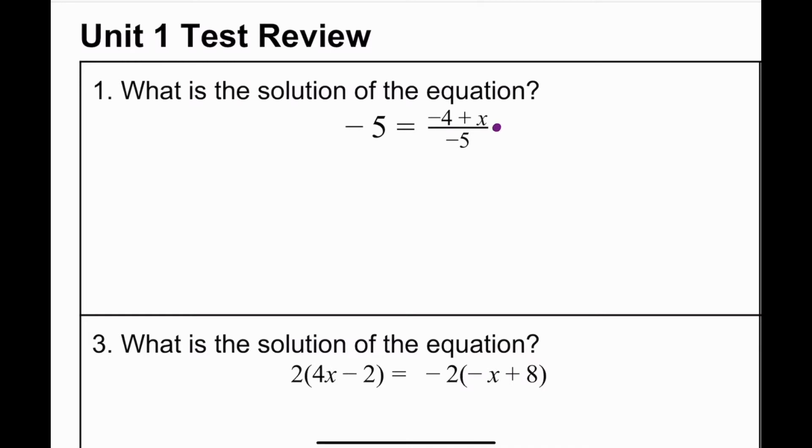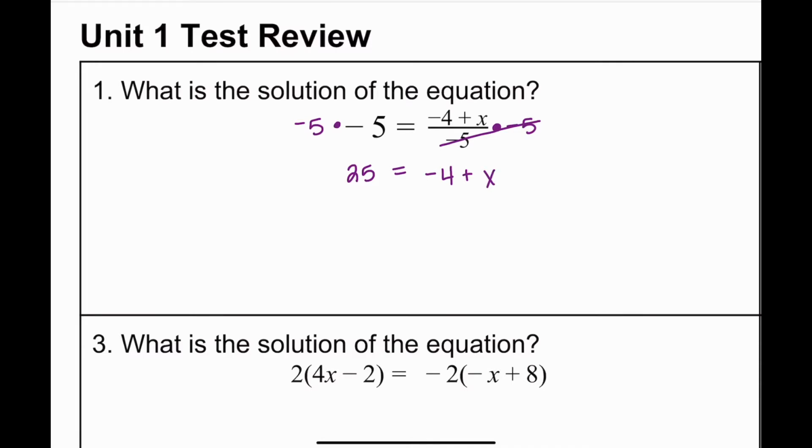So that would be multiplying by -5 on both sides. Okay, so divide by -5 and multiply by -5 are inverses, so they cancel out. And then we simplify. -5 times -5 is positive 25. And then we bring down the numerator.